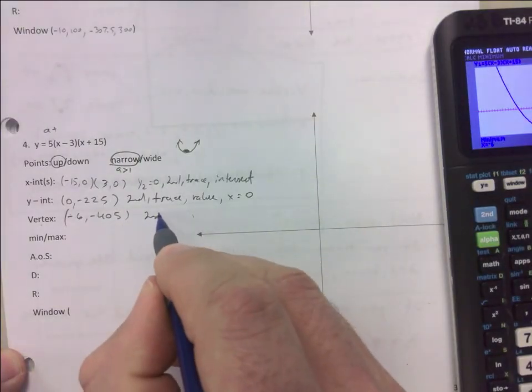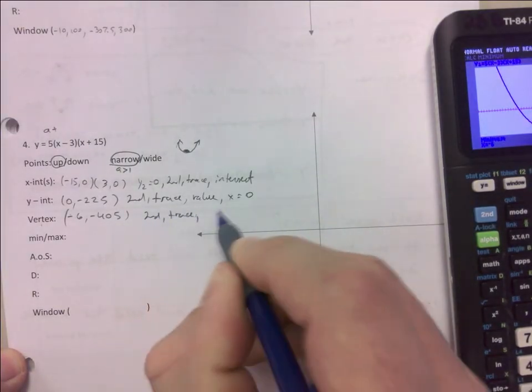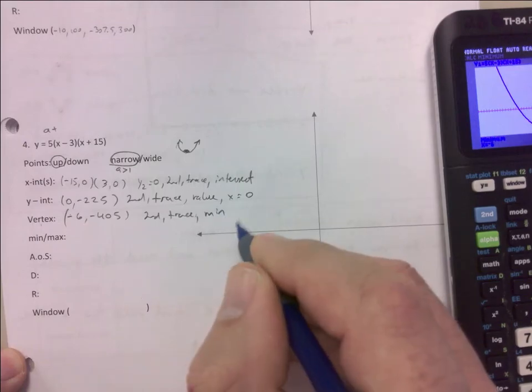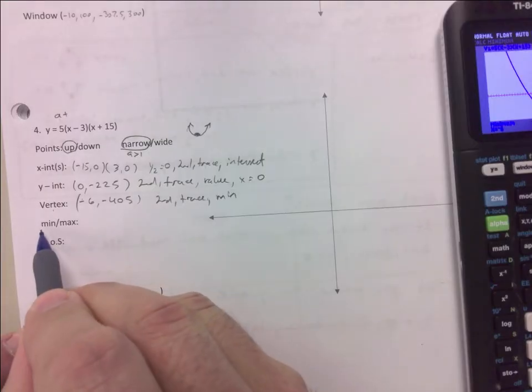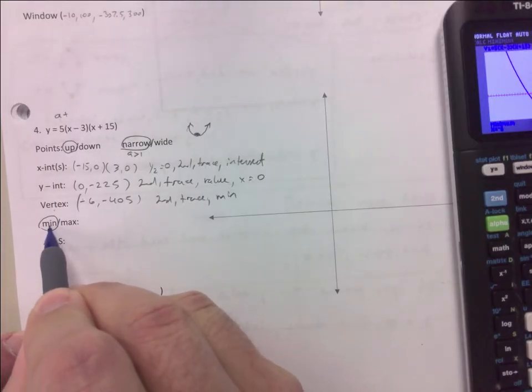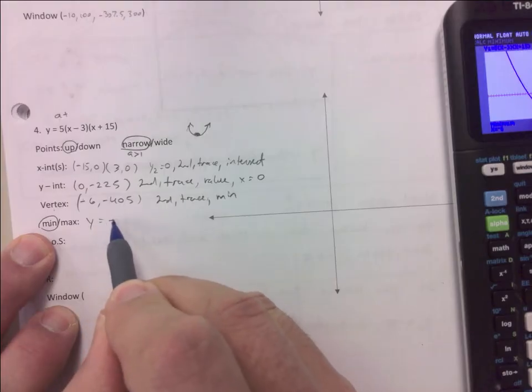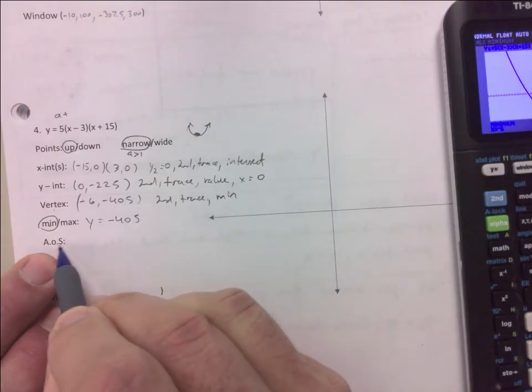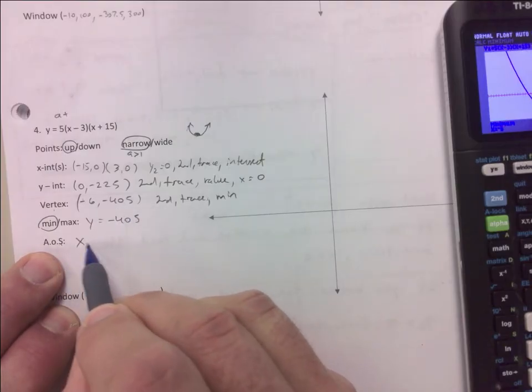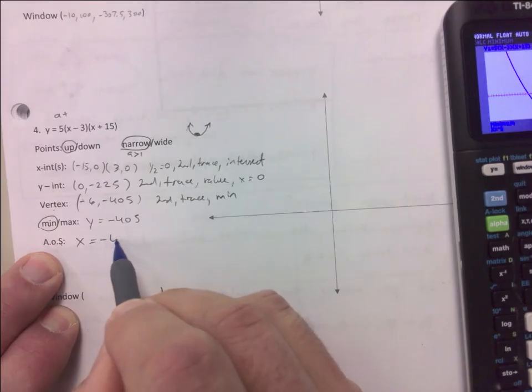And I went second, trace, minimum. Okay, there we go. What's the equation of the minimum? In this case, it's the equation of the minimum: y is equal to negative 405. It's dictated by the vertex. The equation of the axis of symmetry is x is equal to negative 6.